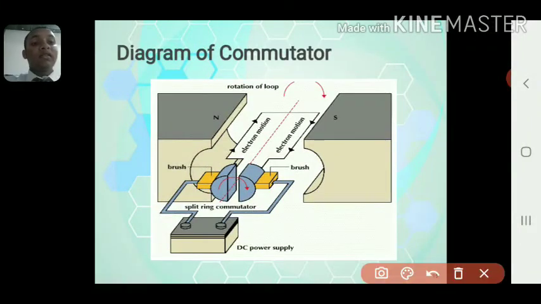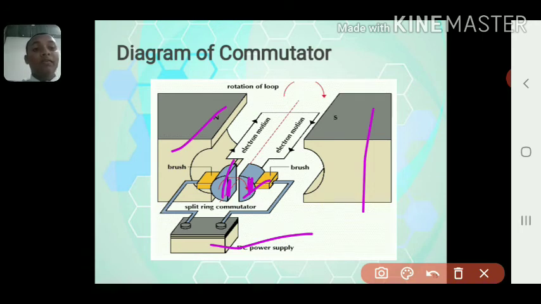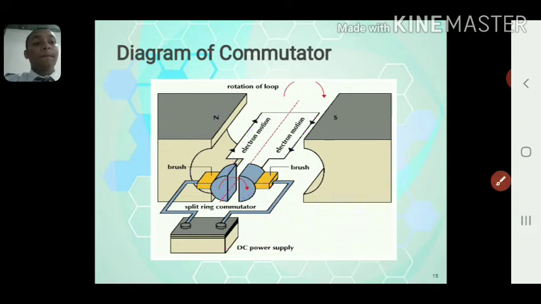Here we can see that it is a commutator shaft. This is a commutator. This is a magnet. It is a DC power supply or battery. It is an armature. Here the commutator works to reverse the direction of current in a motor.